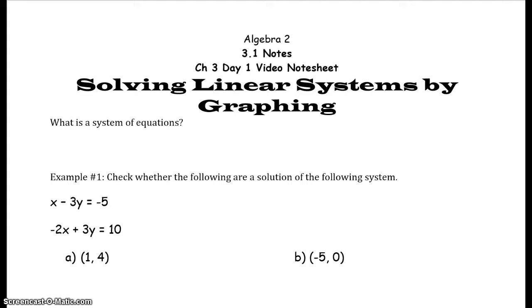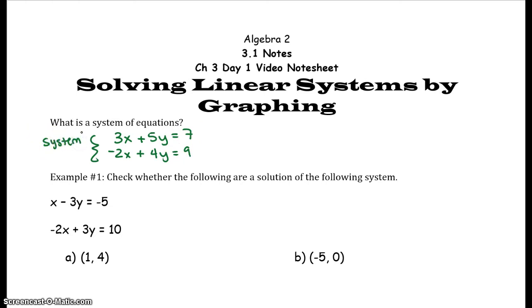But before we even start graphing them, we have to know what a system of equations looks like. A system of equations, in this case linear equations, is a combination of lines put together. So for example, a system could look like this: 3x plus 5y equals 7, and negative 2x plus 4y equals 9. These two would be the system.